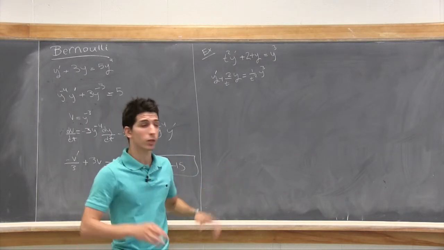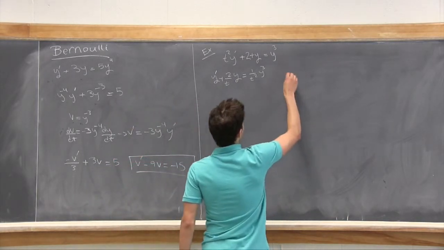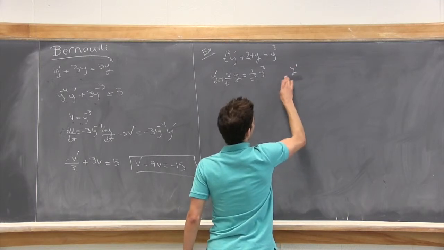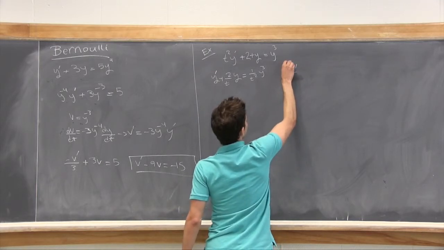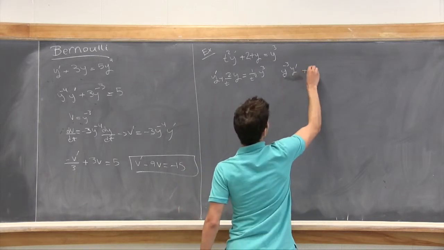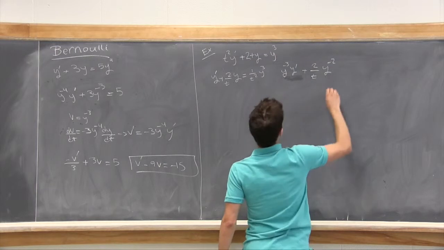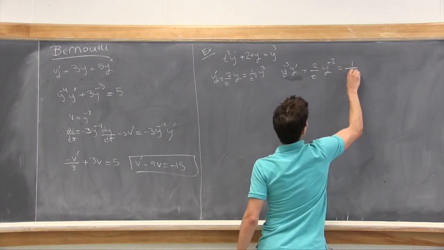So I'm going to get rid of him. I don't like him. So I'm going to divide both sides by y to the third. I'm going to get y to the minus third y prime. Actually, I'm not going to write it over. I'm going to write it as a negative exponent just because I find that easier. But you can do whatever you want. Plus 2 over t times y to the minus second is equal to 1 over t squared.